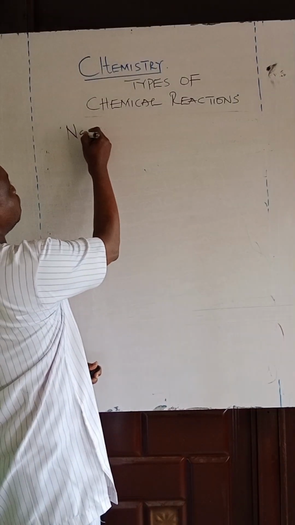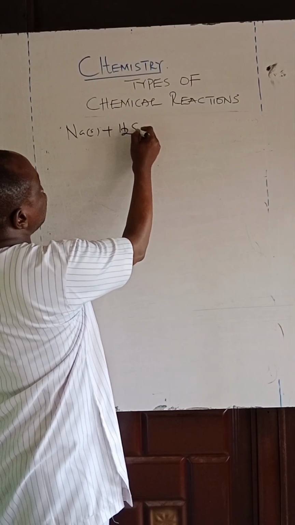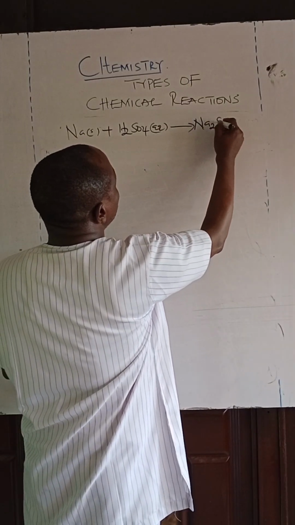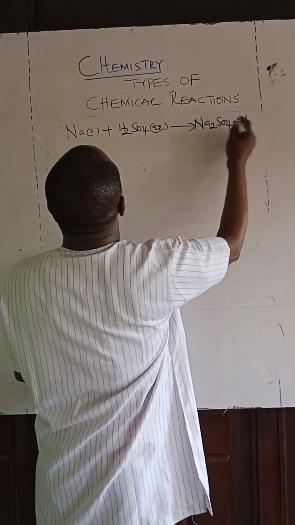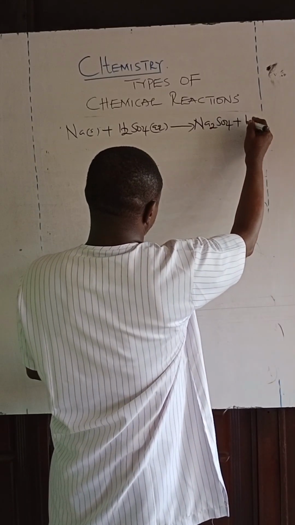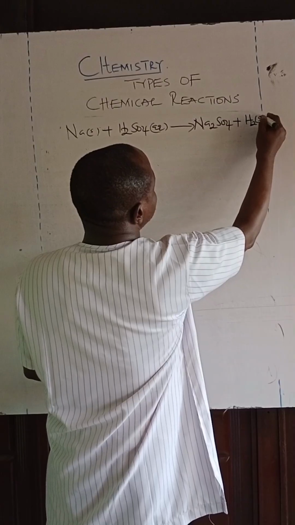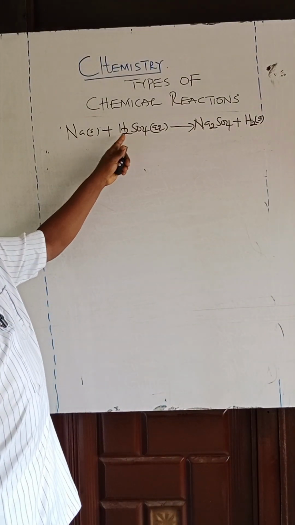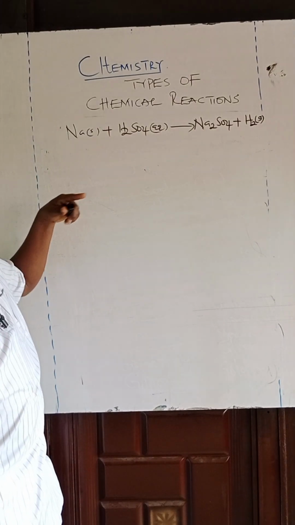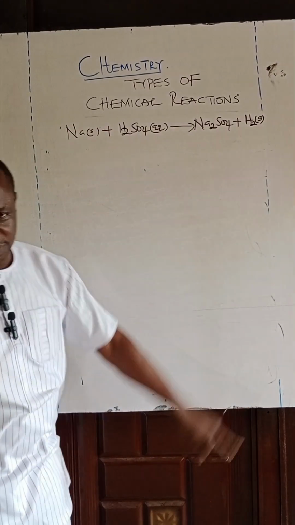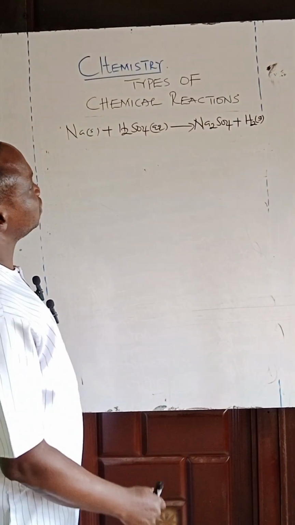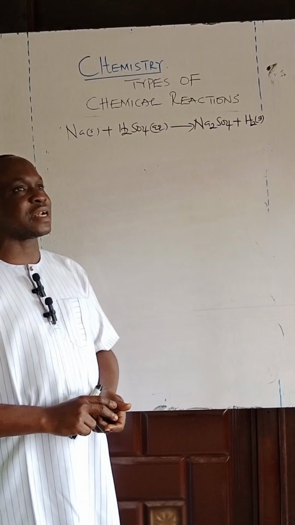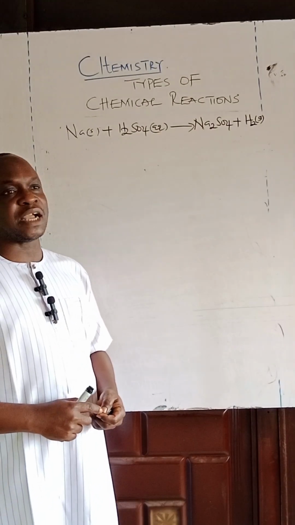If you have sodium plus H2SO4, we also give you Na2SO4 plus hydrogen gas. This reaction is possible. It's a displacement reaction because sodium is above hydrogen. So any metals above hydrogen can be used in displacement reaction. So this is the first type of chemical reaction we have, known as a displacement reaction.